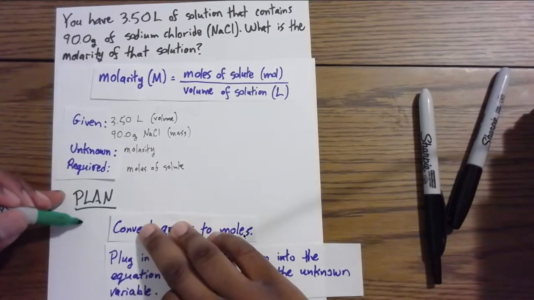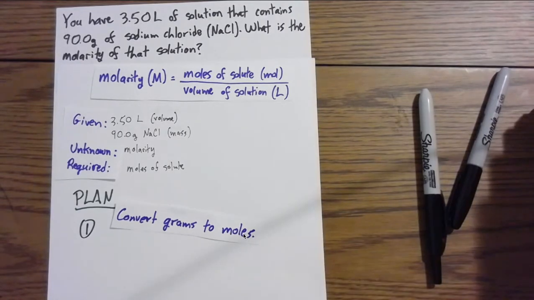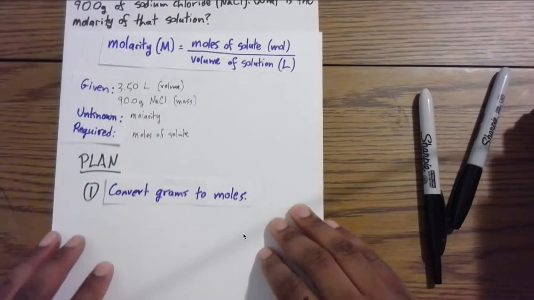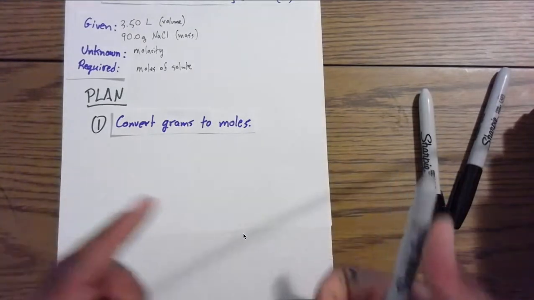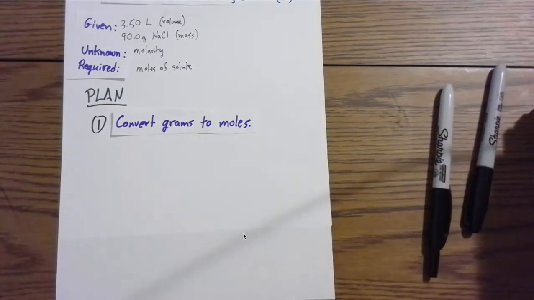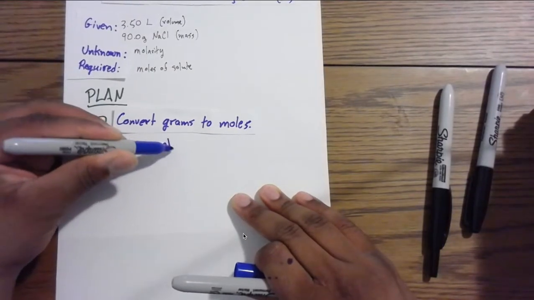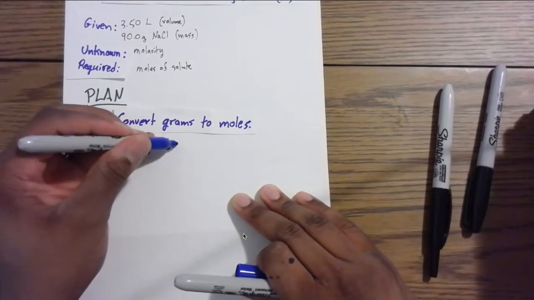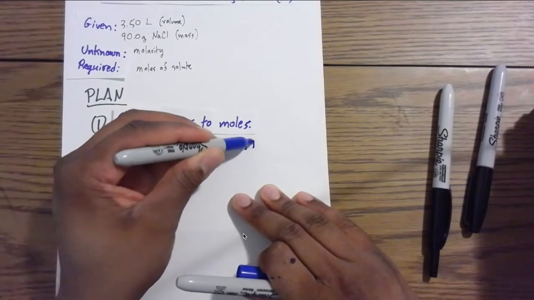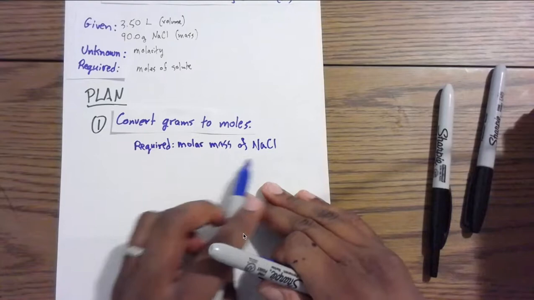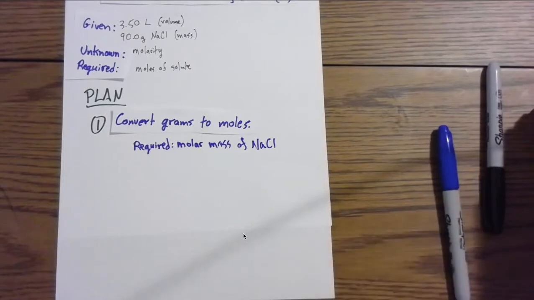So our first step, converting from grams to moles, let's go ahead and do that. We are given 90 grams of sodium chloride. In order to convert from grams to moles, what's required is the molar mass of sodium chloride. That's required in order to do this step. So why don't we go ahead and find that molar mass?